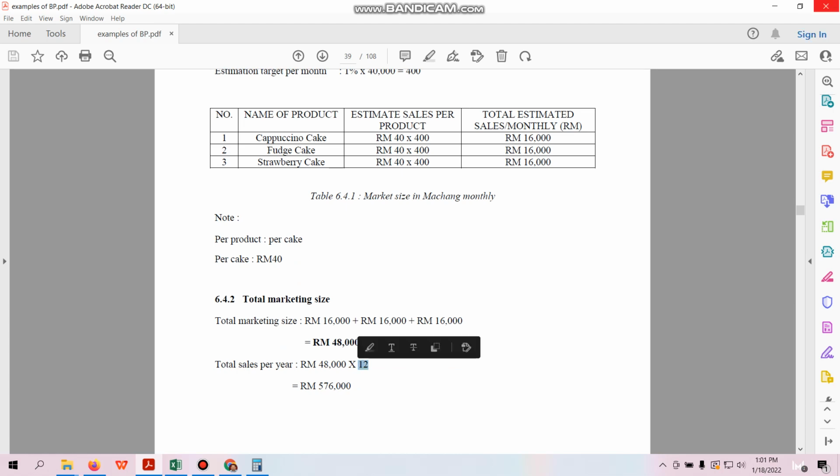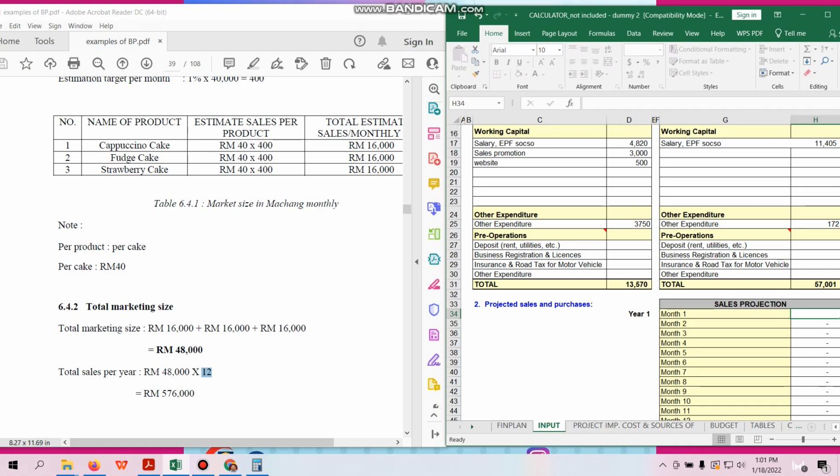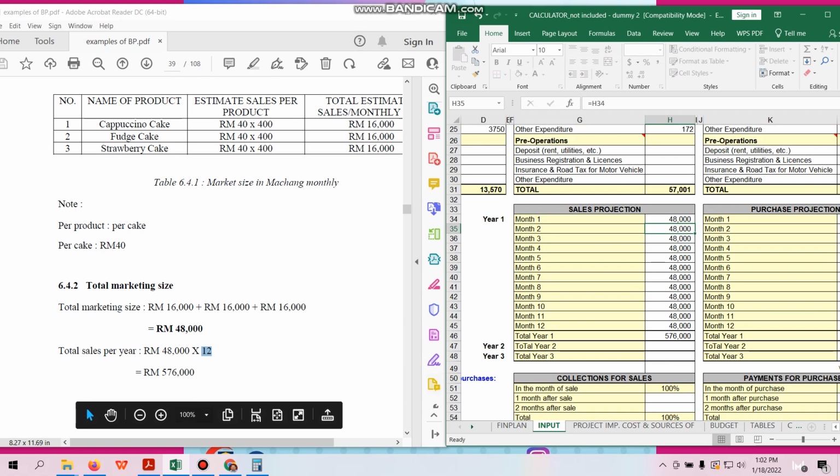Now, what do you do with this data? I want to show you how to fill up this table here. What do you do with this sales projection? You simply put in the first month, and the rest will follow. For example, let's say you put here 40,000 because this one is for the month. So the rest will follow. If you times 12, this value should be equivalent to this one.